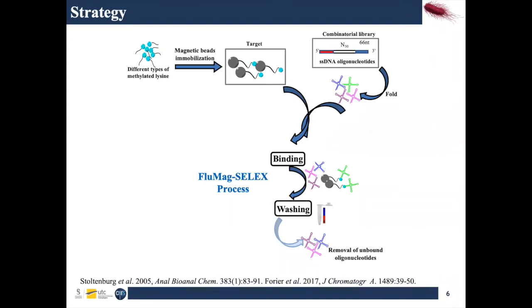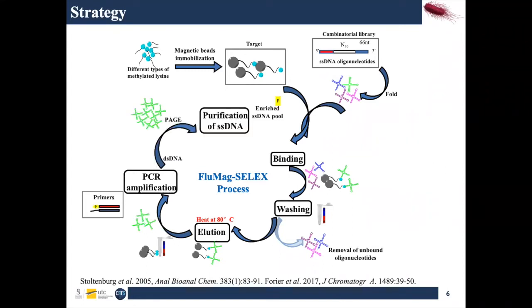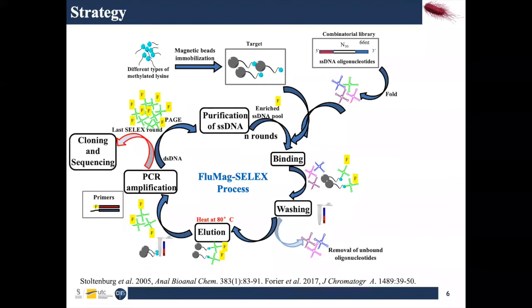As for the ssDNA coated on the beads, we did elution by heat treatment to get the eluted ssDNA, and then amplified it by PCR to get PCR products. The PCR products will be separated by PAGE gel to get a new ssDNA pool for the next rounds. As for the eluted ssDNA from the last round, it will be treated with cloning and sequencing analysis.